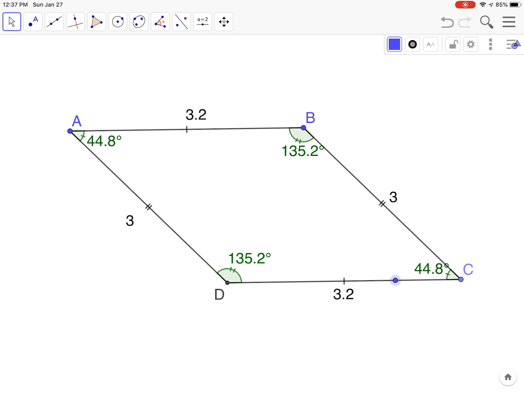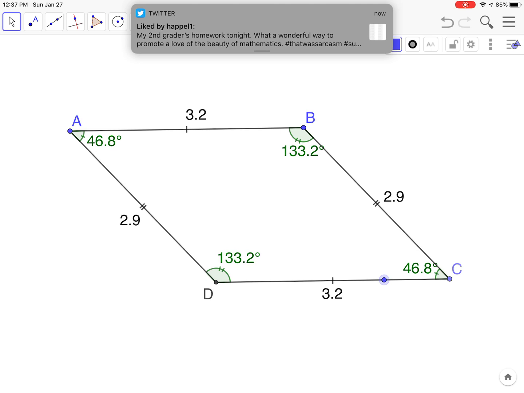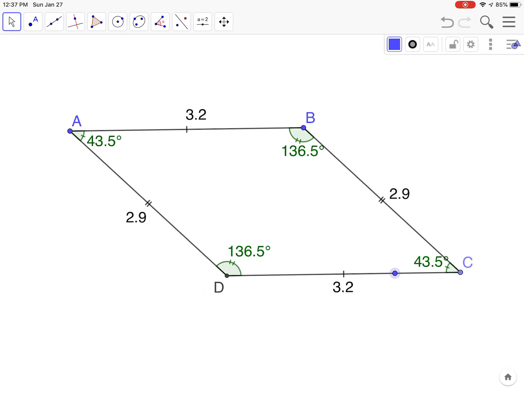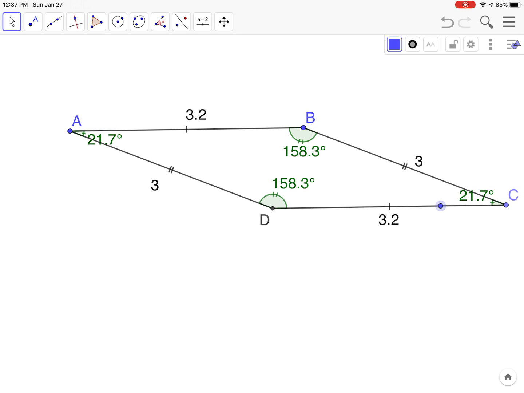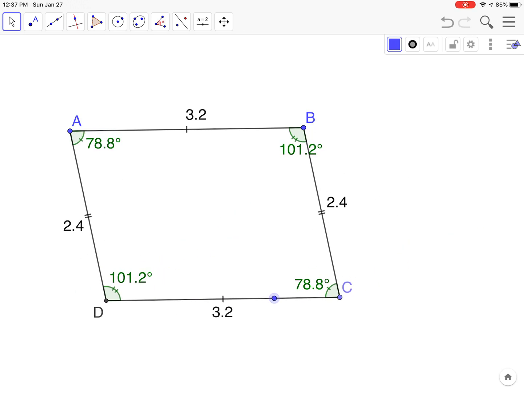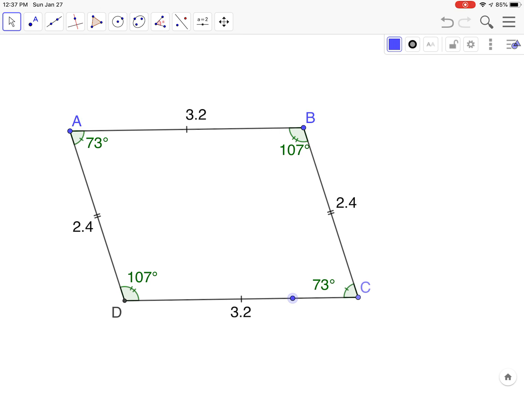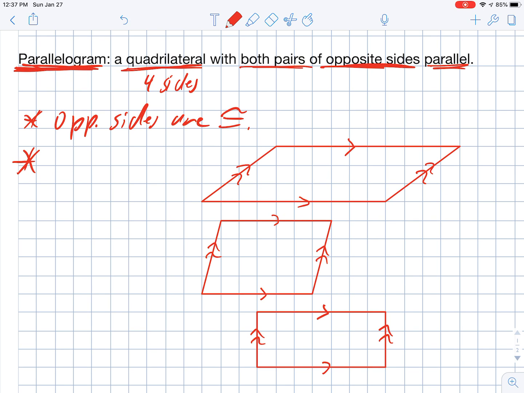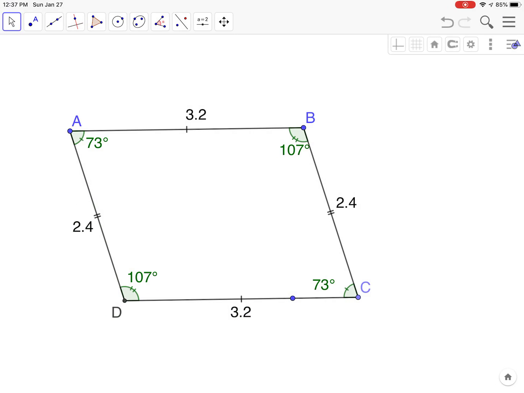Next, I also notice that the angles seem to be equal. The opposite angles seem to be equal. Right now they're decimals, but that doesn't really matter. I notice that angle D and angle B, no matter what I do here, if I make it really long and skinny or upright, the opposite angles seem to be equal to each other. So B and D are equal, and A and C are also equal. That turns out to also be true for all parallelograms. So another thing that's always true is that the opposite angles are congruent to each other. Those are two things that are always true.